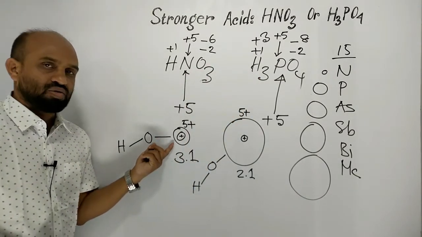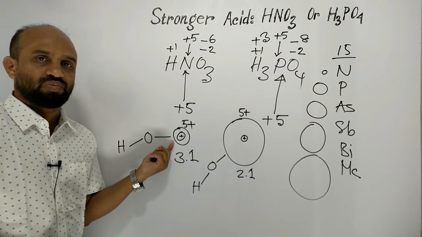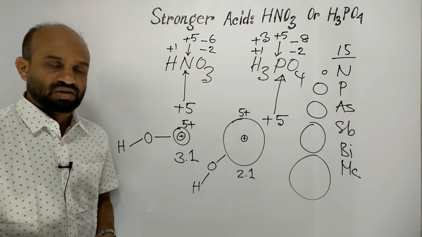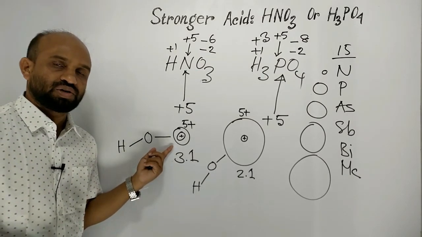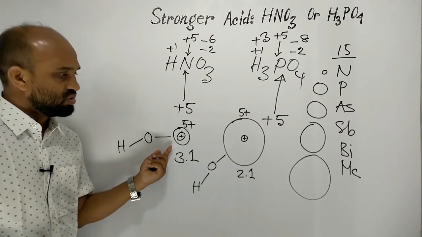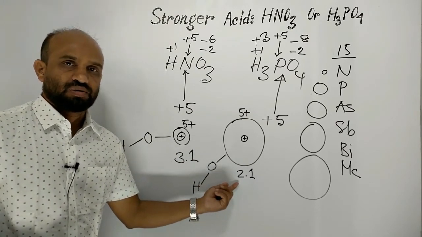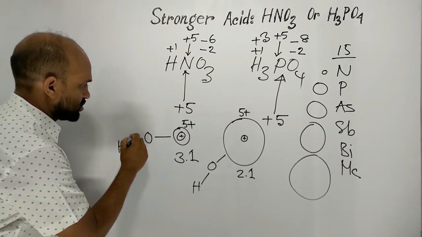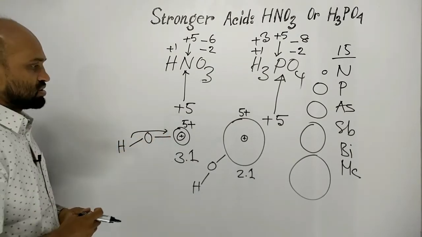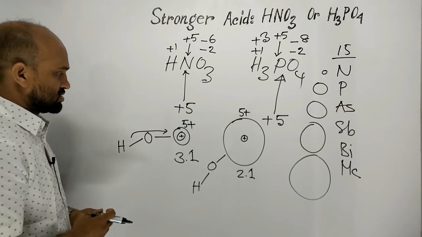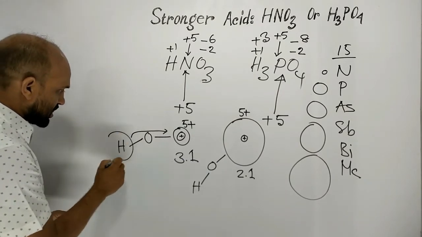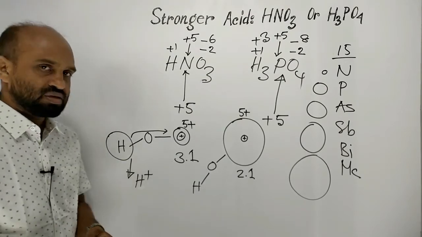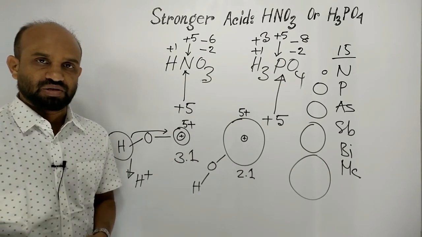Here, on one hand, charge density of nitrogen is higher than phosphorus. On the other hand, electronegativity of nitrogen is more than phosphorus. As a result, these electrons move towards nitrogen, and subsequently this hydrogen is freed as proton easily and comfortably.